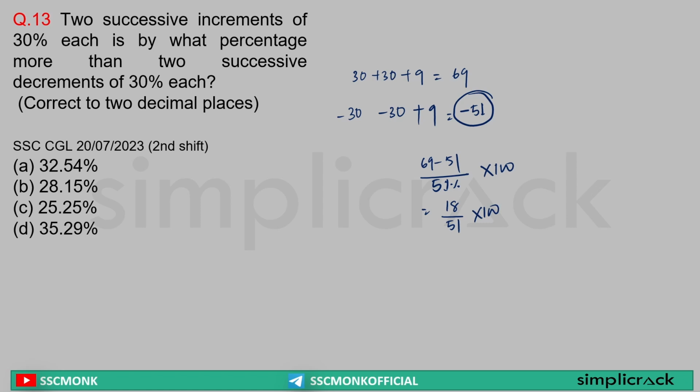Do you get the point? Because it is asking about the percentage value, and percentage value will be calculated based on this whole calculation. Now if I solve it, we will get 1800 by 51. 51 times 3 is 153, which leaves 270, so again there will be 51 times 5. So the answer will be 35 point something. Here only one option is there, so the answer is 35.29%. Clear?